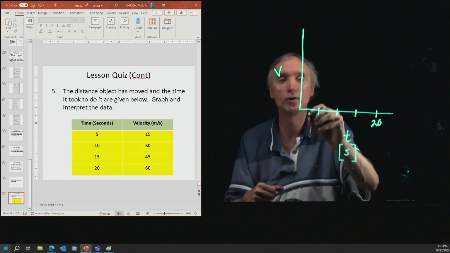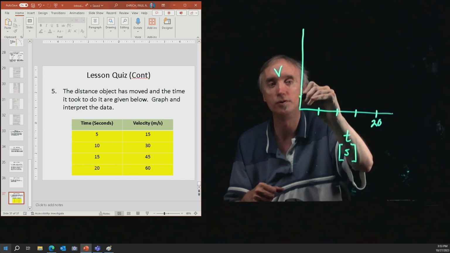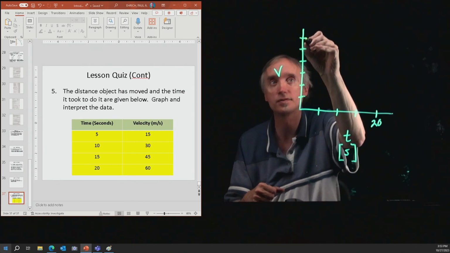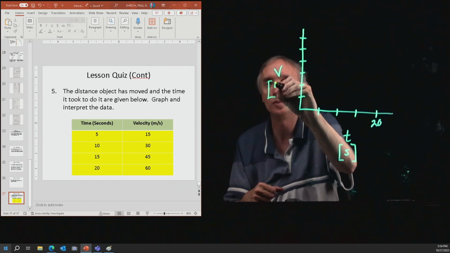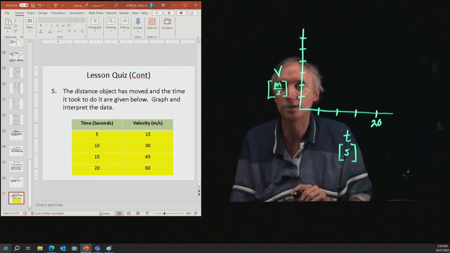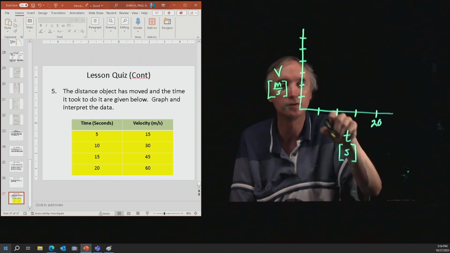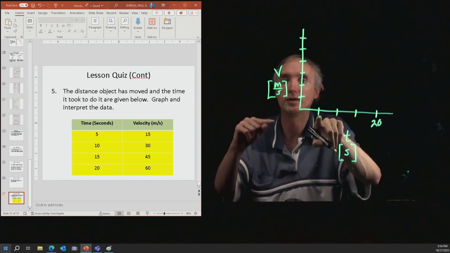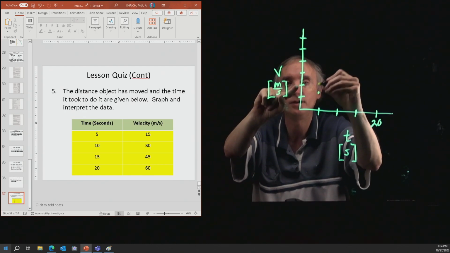Then we're going to go up and down, and the velocity goes up to 60. So how would you do that? 10, 20, 30, 40, 50, 60. And our units this time are going to be in meters per second over here. Our first one is going to be at 5 seconds. So 5, 10, 15, 20. At 5 seconds, we should be at 15. If this one was 10 and this one's 20, then 15 would be right about here.